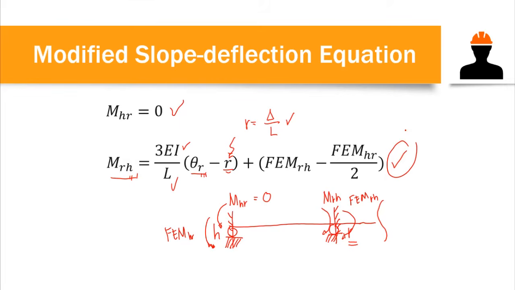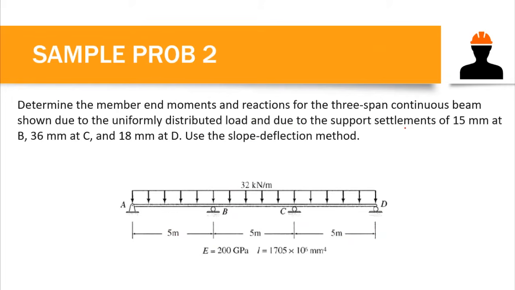So let's try to apply this new equation that we have just discussed by solving problem number 2. We have here: determine the member end moments and reactions of the 3-span continuous beam shown due to the uniformly distributed load and due to the support settlement of 15 mm at B, 36 mm at C, and 18 mm at D. We are asked to use the slope deflection method.